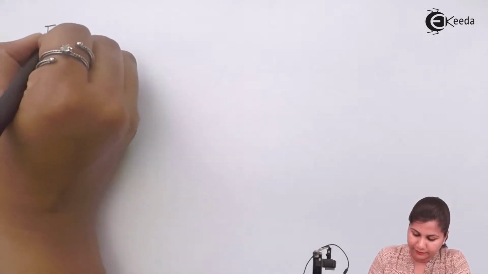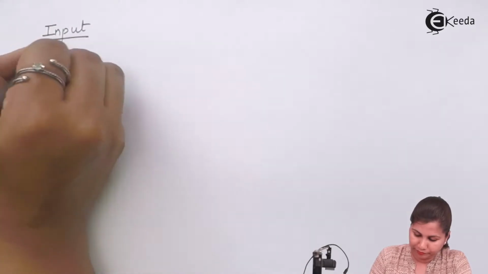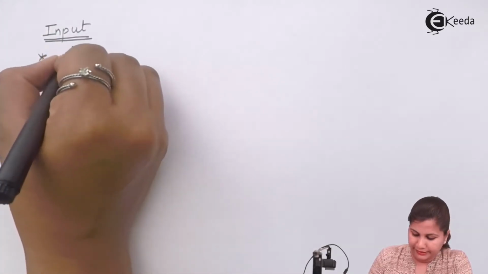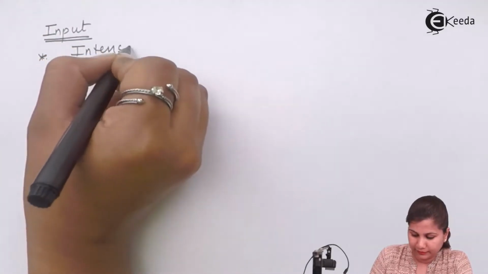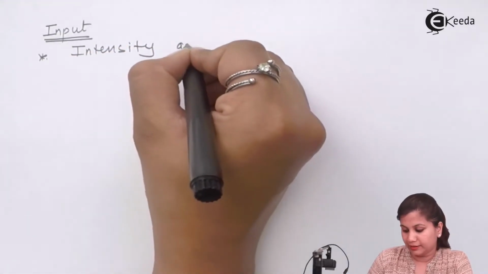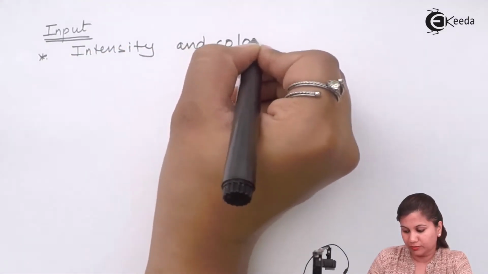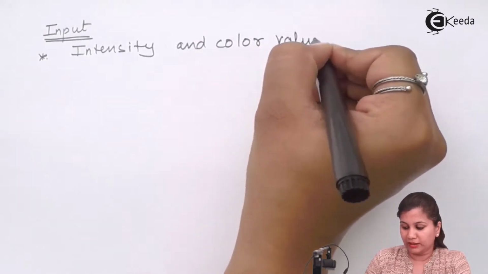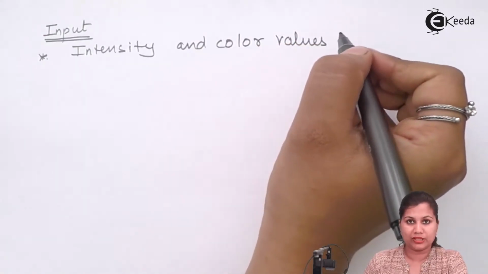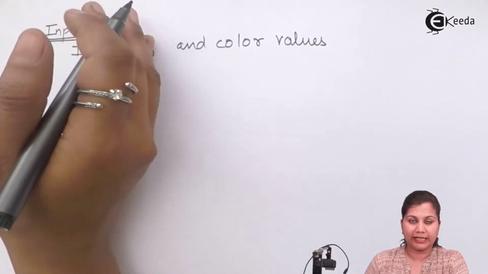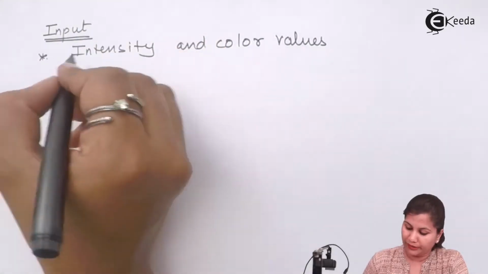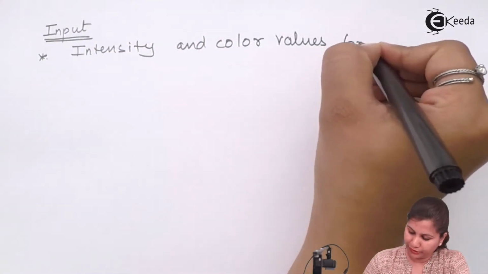And in this digital camera, the input is the intensity and color values for each picture. Every picture taken by the digital camera will have different intensity and color values. So intensity and color values for each picture.